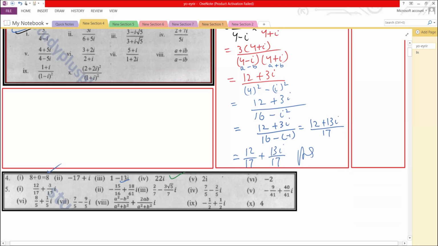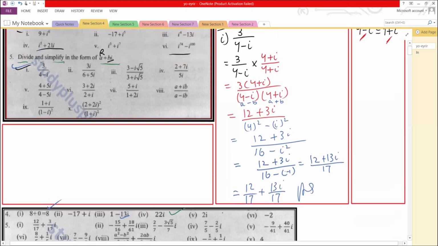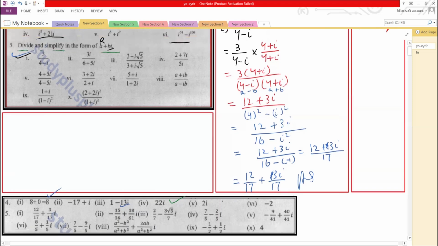So here, students, mistakenly it is written 13. Here we have a mistake. Here it is 3 iota. Okay, it is not 13 iota, it is 3 iota. Here we have mistakenly written 13. So it is 3 iota. This is the answer for this question number 5, part number 1. I hope it is clear to you.